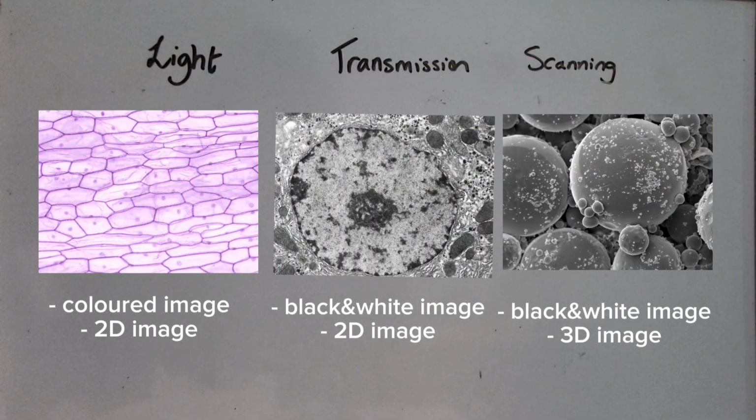On the screen, you can see an example of the images that can be produced by each microscope. You can see that the light microscope has a coloured image that's 2D. The transmission electron microscope produces an image that is also 2D, but is black and white. The scanning electron microscope produced a 3D image that is also black and white.